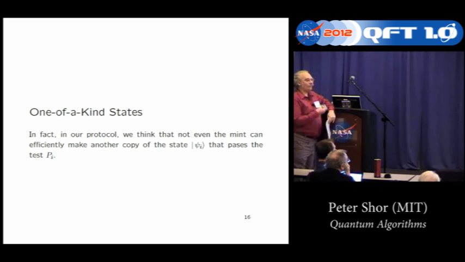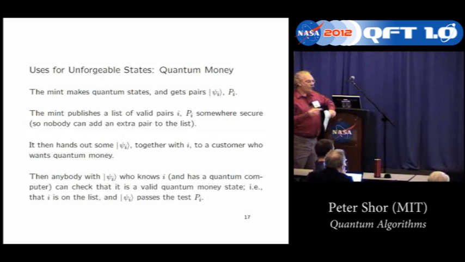So, in fact, in our protocol, we get an extra bonus that is, I think, not even the mint can efficiently make another copy of the state, psi sub I, that passes the test p sub I. So these states are really one-of-a-kind, unique objects. If you make one, nobody can make another, and if you lose it, it's gone forever.